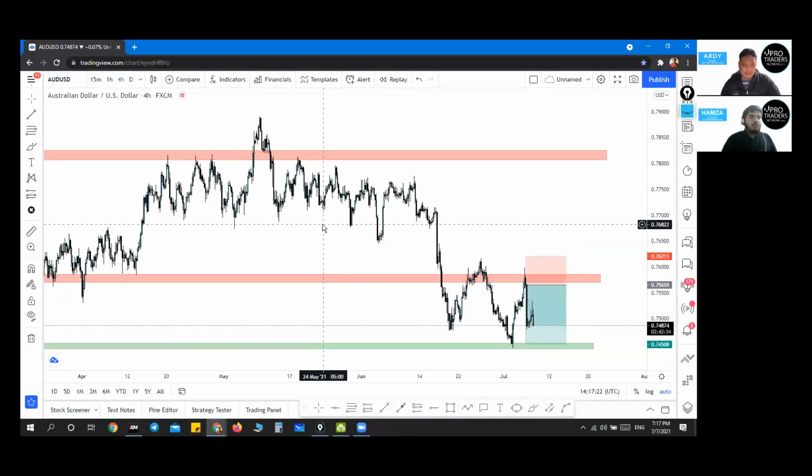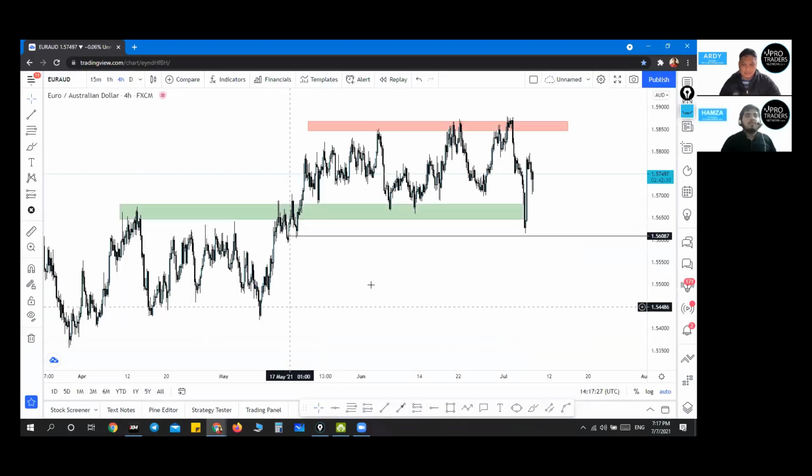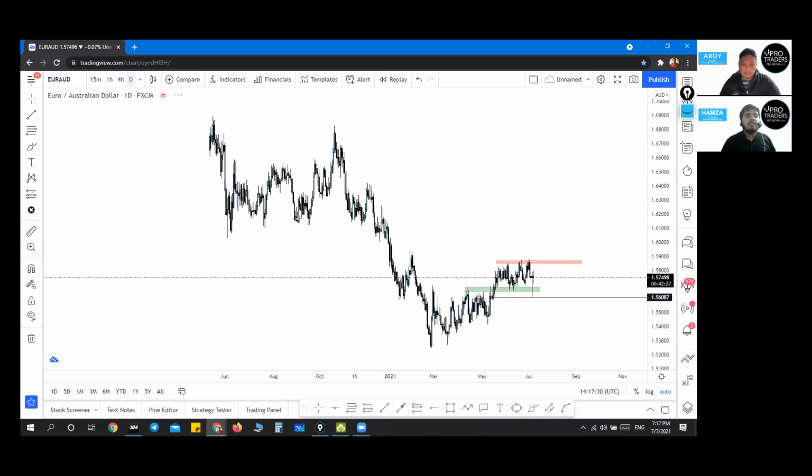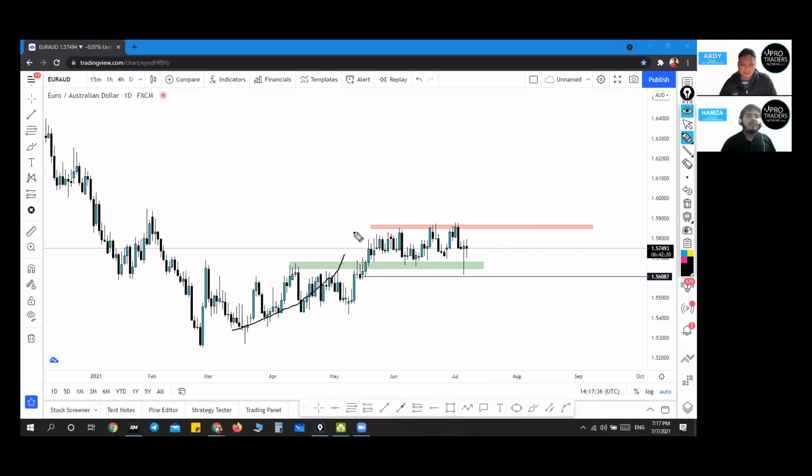If we go to the EURAUD on TradingView, first of all, if we have a look at the daily chart, we can see that we are going to the upside on the daily time frame. There was a breakout of this resistance that now acts as a support, then we started ranging there, and once we came back to this area, it made a fake breakout on the 4-hour chart.